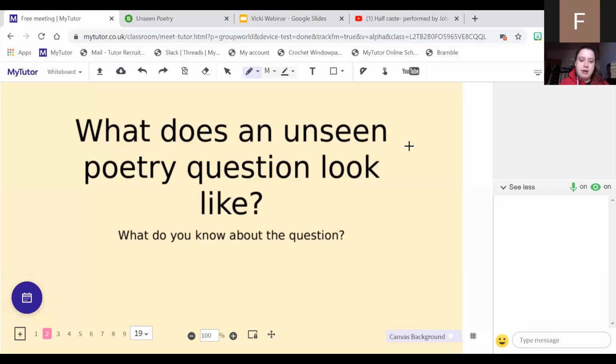Yeah, 2 unseen poems, and you compare them. I think it's 8 marks for that second question. We won't be looking at that today, but I think we are looking at that at the back end of next week.